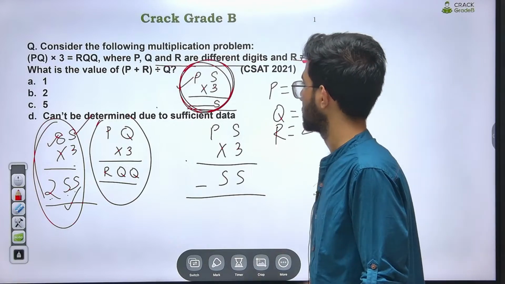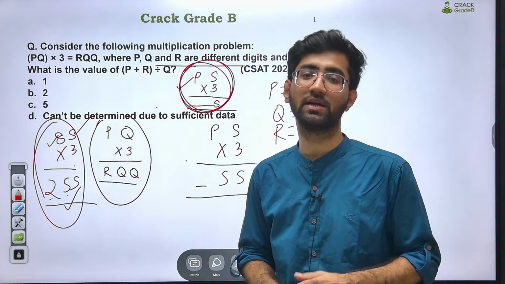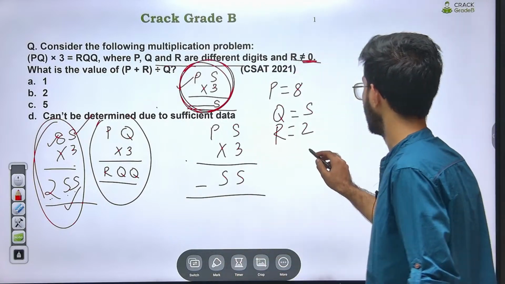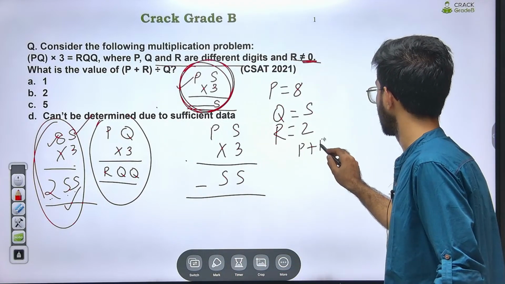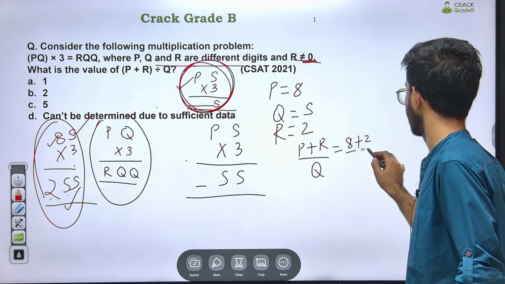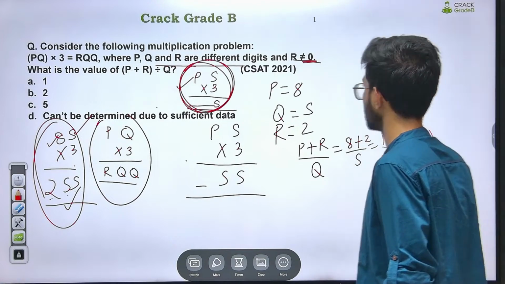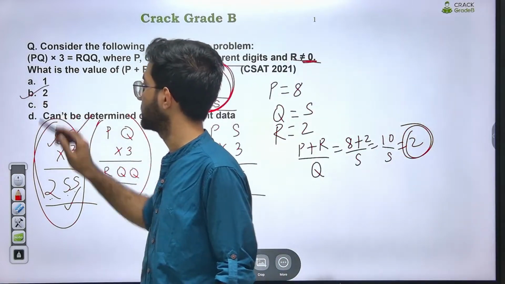Now read the question. The question says, what is the value of P plus R divided by Q? Right? So P plus R divided by Q. So obviously 8 plus 2 by 5. That is equal to 10 by 5. That is equal to 2. So 2 is the correct answer that is present in option B.